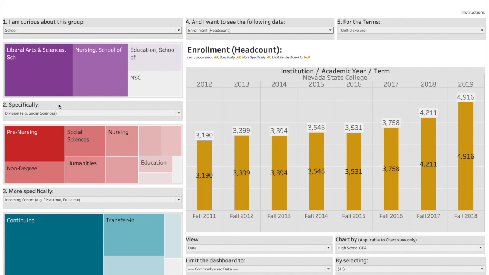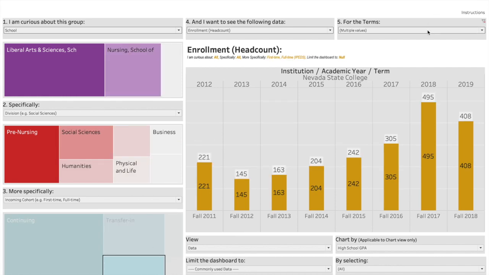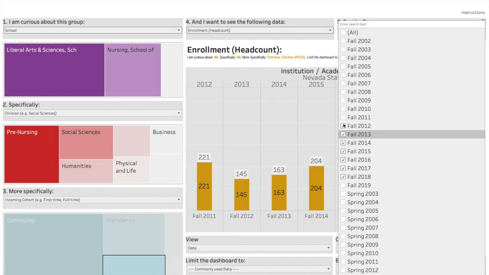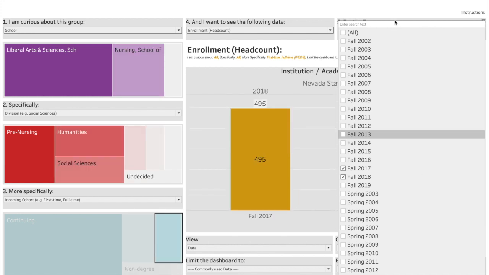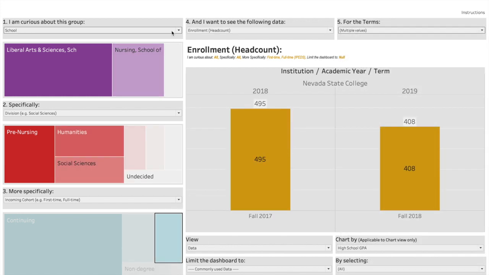We can also use the dashboard for analysis. In recent years, Nevada State College restructured its advising and improved student outreach. We can see if the outreach has had a positive impact on student retention and/or performance.